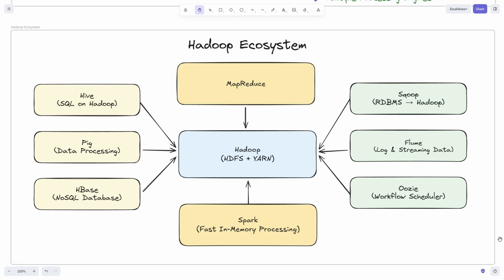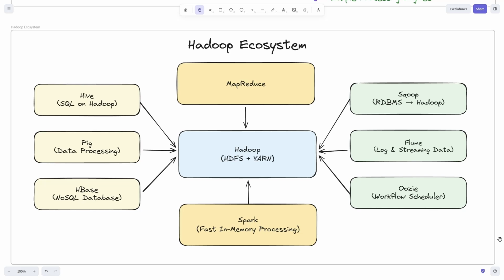Pig is another data processing tool in the Hadoop ecosystem. It uses a scripting language called Pig Latin, which is simpler than Java-based MapReduce. Pig is mainly used for ETL operations such as filtering, transforming, and aggregating large datasets. Pig reduces development time compared to writing MapReduce directly.